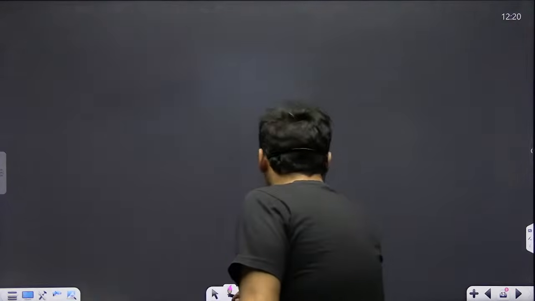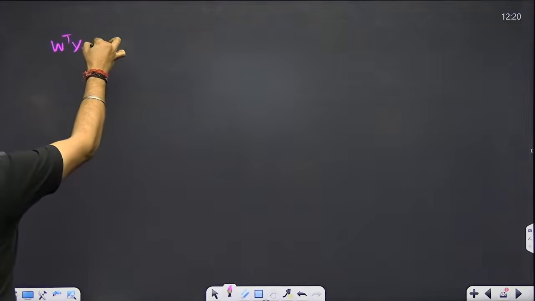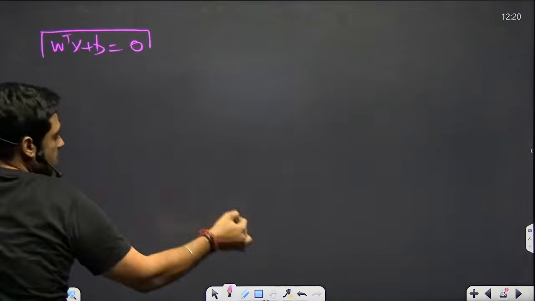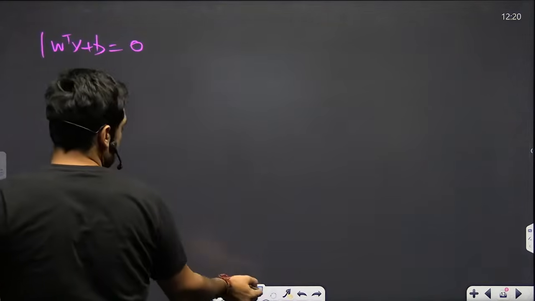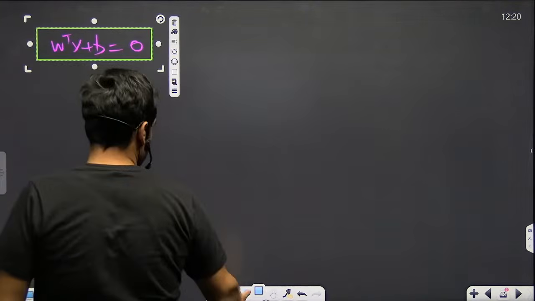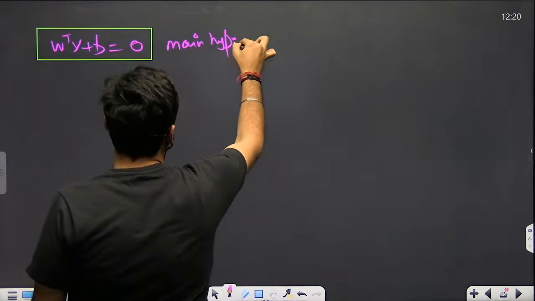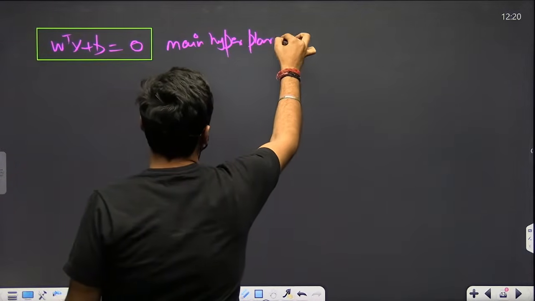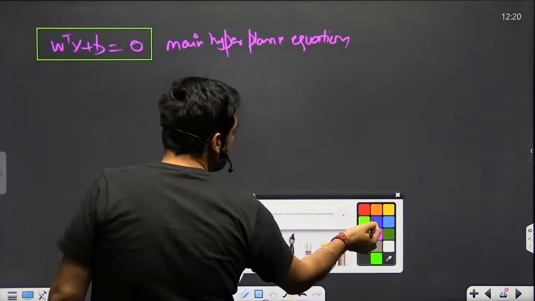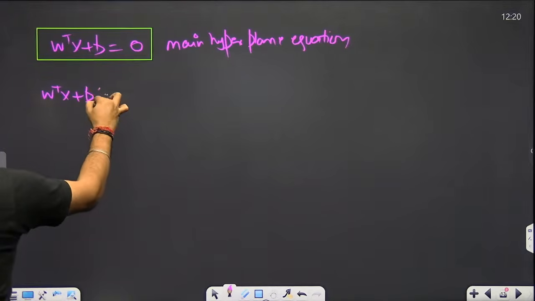Now the conclusion which I can draw from here is, weight transpose into x plus b equals to 0. So this is the equation of what? This is the equation of the main hyperplane. Okay, this is the main hyperplane equation.